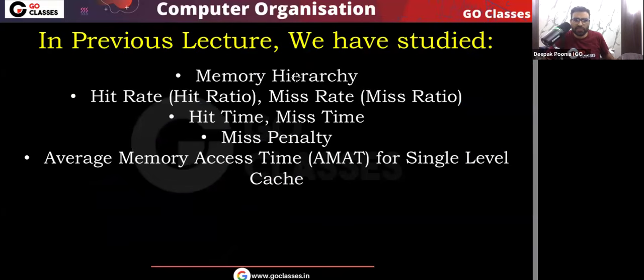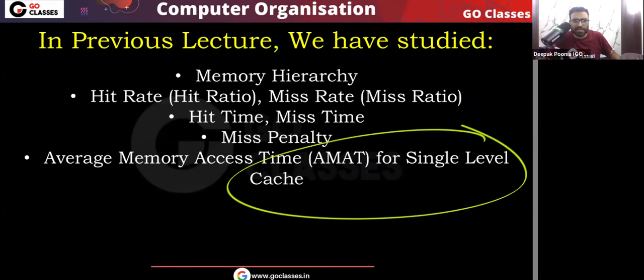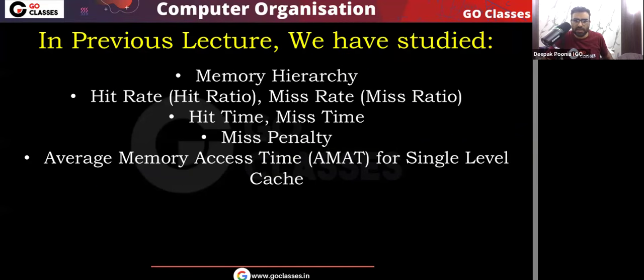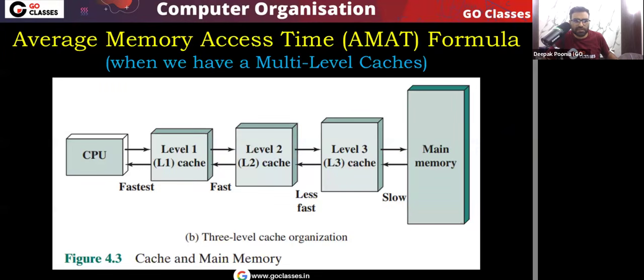So in the previous lecture, we have studied these concepts. We have seen the concept of memory hierarchy, hit rate, miss rate, hit time, miss penalty. All these definitions we have seen, and average memory access time for single level cache. So these concepts we have already seen in the previous lecture. In this lecture, let's start with discussion of multi-level caches.